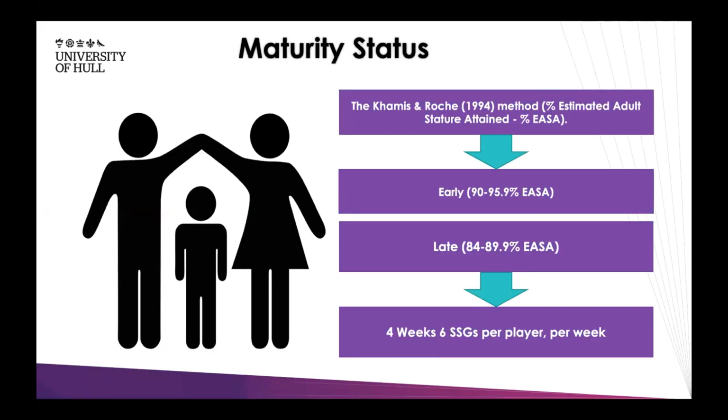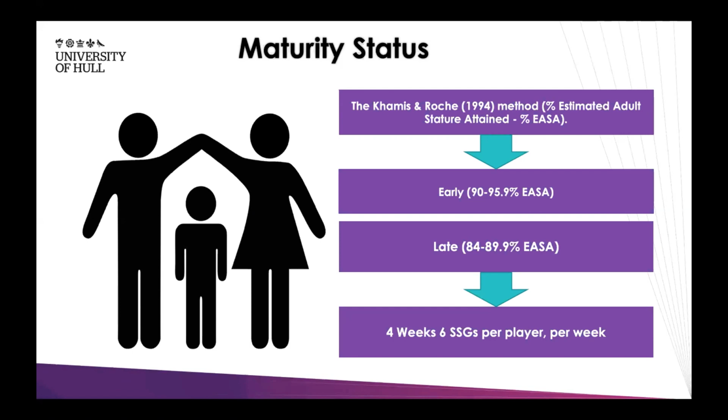The Khamis-Roche method was the one we used in order to estimate percentage of adult stature attained. And from this, we separated into two bands. Our band one, our early, were categorized as 90 to 95.9% of estimated adult stature attained. And our band two, our late band, were 84 to 89.9% of estimated adult stature attained. And testing was conducted over a 4-week period.